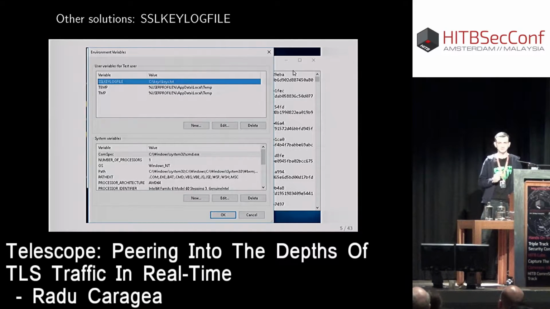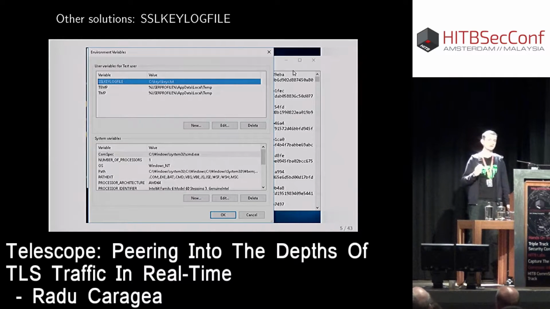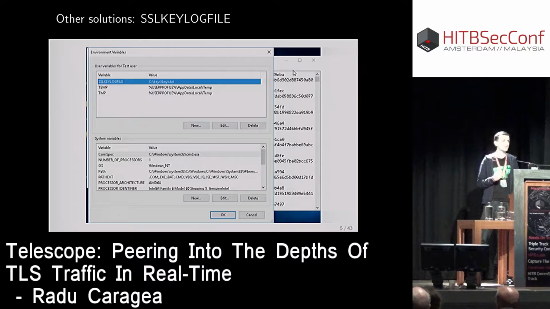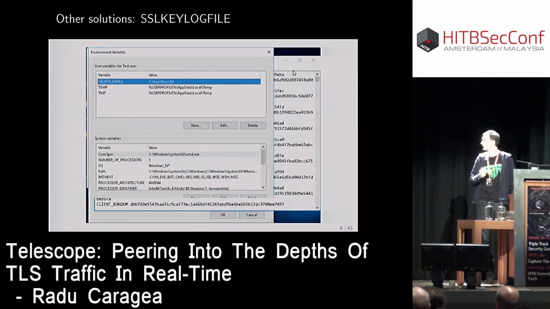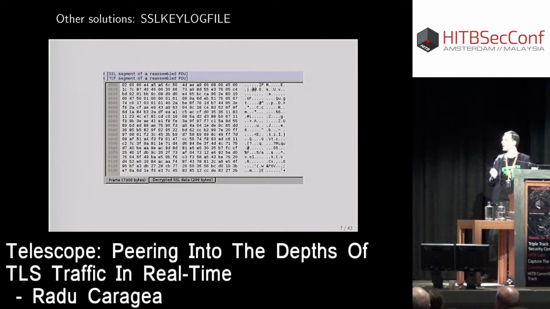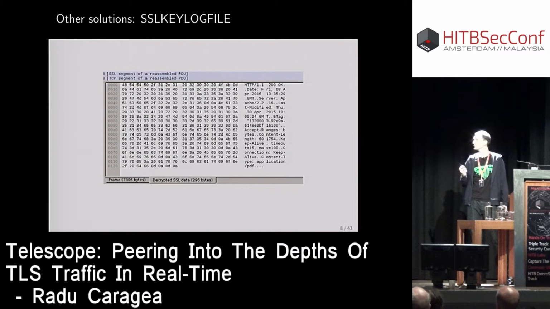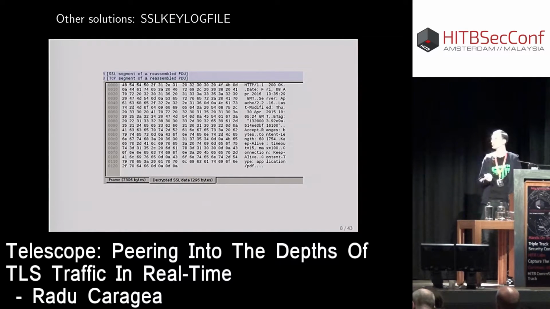So the first solution is called SSLKEYLOGFILE. It's just like a regular keylogger, but instead of logging keyboard keys, it logs SSL keys. And actually, it's implemented in Firefox and in Google Chrome by default. You can just point the environment variable to a text file, and it dumps output like this. Hex mumbo jumbo, it doesn't make sense to you, but if you feed it into Wireshark, it transforms traffic that is captured like this into this, which is human readable, almost, hacker readable, let's say.